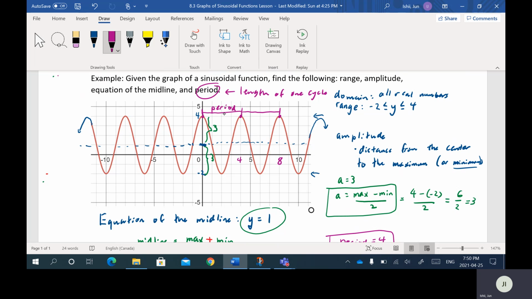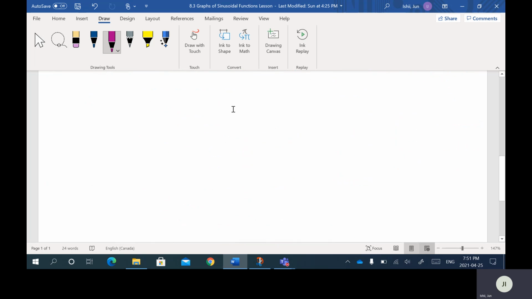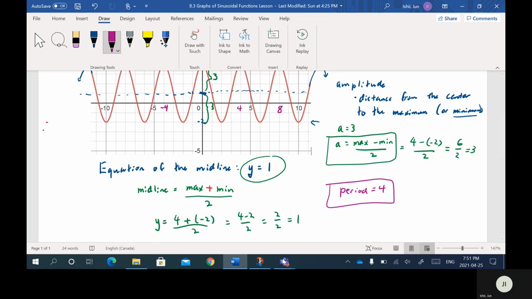The period is the same no matter what. If I go in the other direction here, notice that this is at -4. So again, the period has a length of 4. So that's basically the graphs of sinusoidal functions, picking out these different characteristics: range, amplitude, midline, period. And that is it.